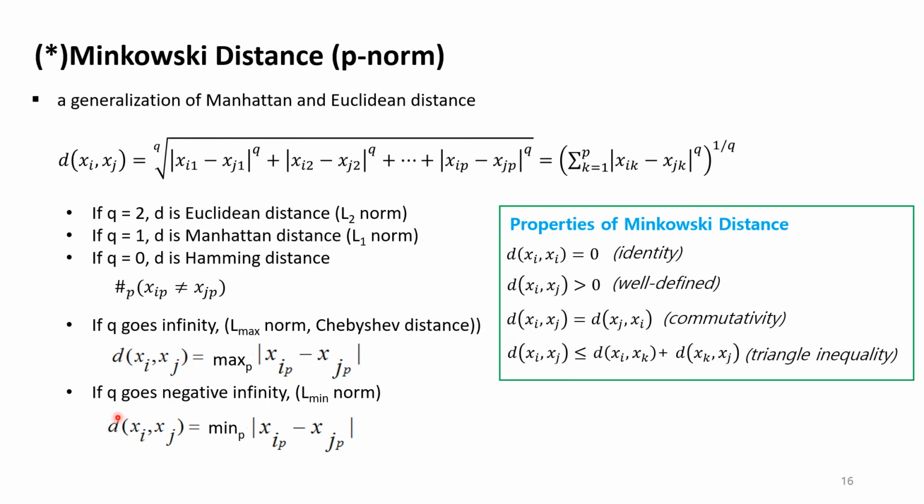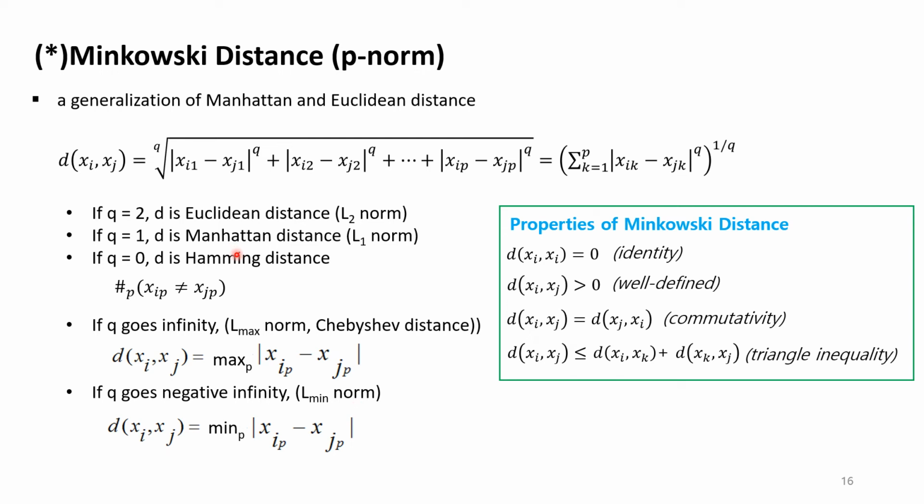And in other cases, if q goes to negative infinity, this is just the minimum difference in attribute differences. So this is the Minkowski distance when q goes to negative infinity. By the way, if q goes to infinity, this is called the Chebyshev distance, and you can also call it L maximum. And if q goes to negative infinity, you can call it L minimum.